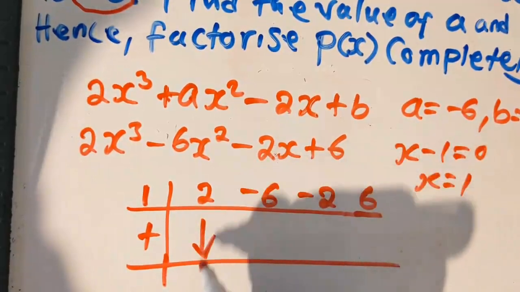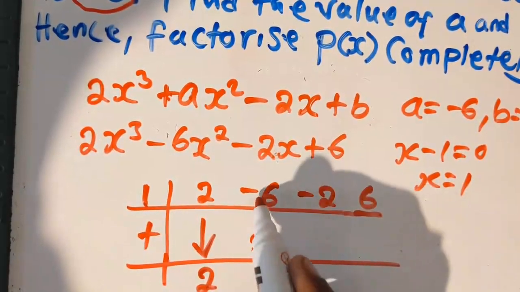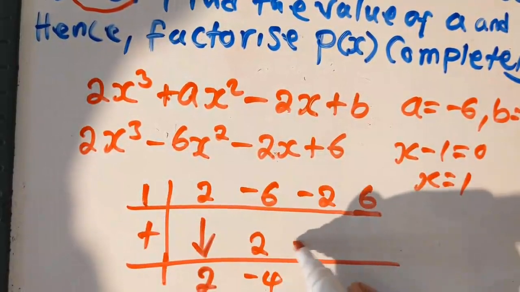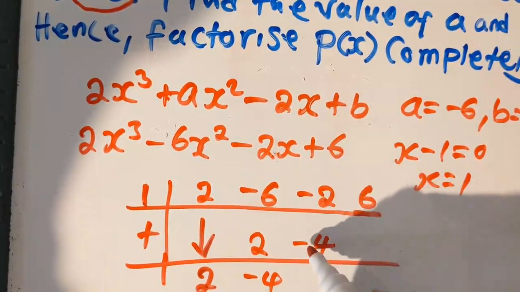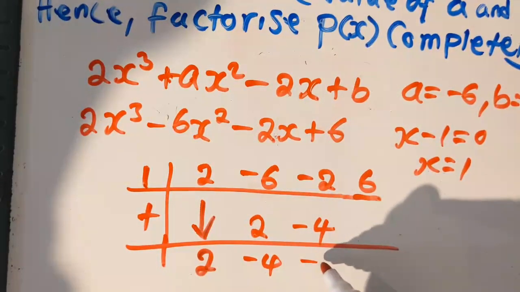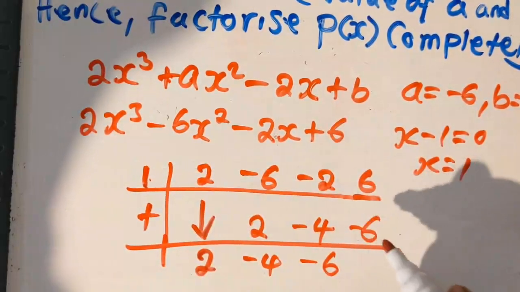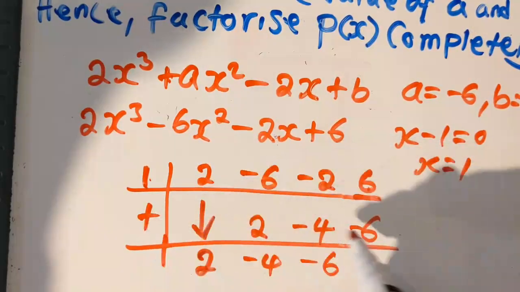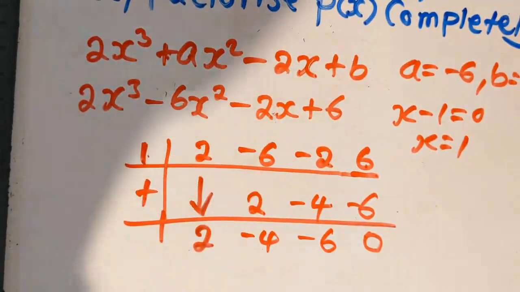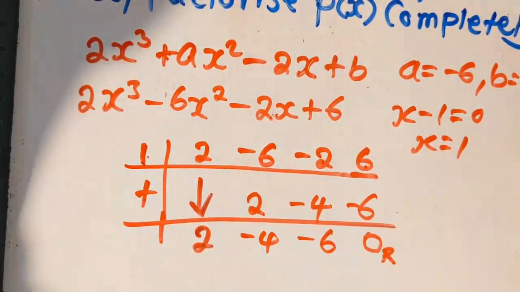We bring down the 2, that is 2. Then 1 times 2 gives you 2, then negative 6 plus 2 gives you negative 4. 1 times negative 4 gives you negative 4. Negative 4 plus negative 4 gives you negative 8... that is negative 6. Then 1 times negative 6 gives you negative 6. Then 6 plus negative 6 gives you 0. So we have confirmed that it is a factor because the remainder is 0.